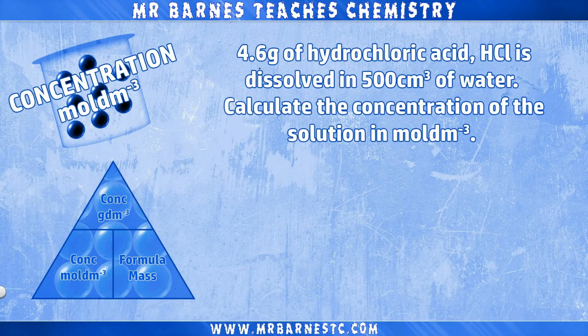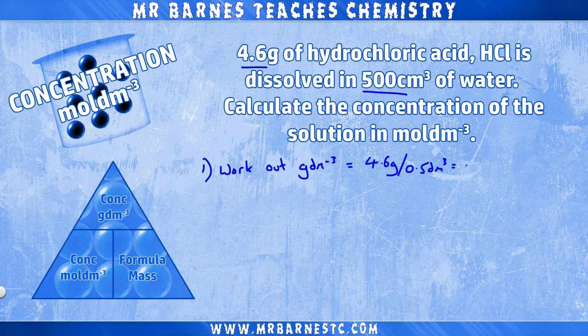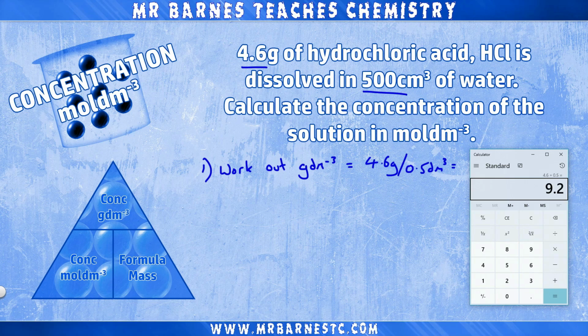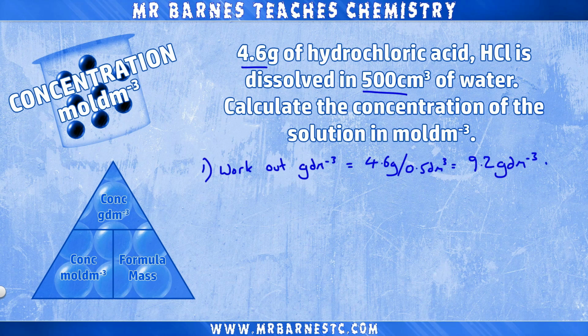So if we go back to the question we saw earlier, the one that said 4.6 grams of HCl is dissolved in 500 centimeter cubed of water, the first step is to work out the concentration in grams per decimeter cubed, which hopefully you can remember is mass divided by volume, so 4.6 grams divided by 0.5 decimeters cubed. This gives me an answer of 9.2 grams per decimeter cubed.